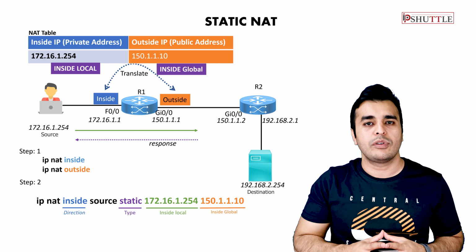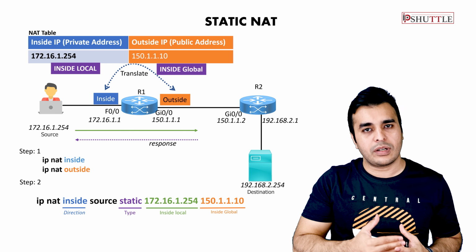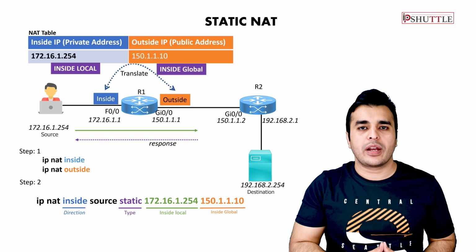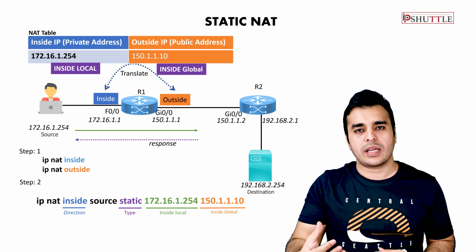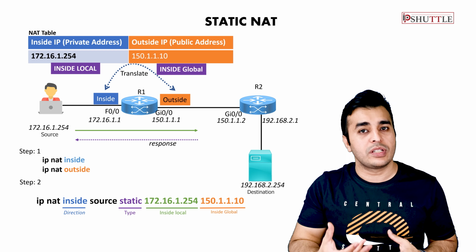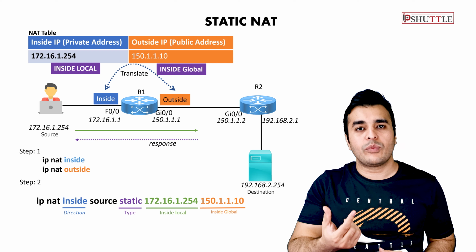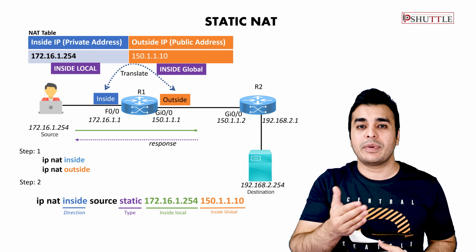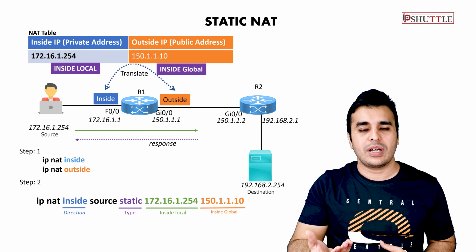So what will happen is we will use static NAT, and we will configure step 2. In step 2 we configure IP NAT inside, that's the source of that traffic. Inside source, what is the source type, and we will be using static because we are going to configure static NAT. Then we will mention what will be this inside local IP address. Inside local IP address, as I mentioned, is going to be inside of the router.